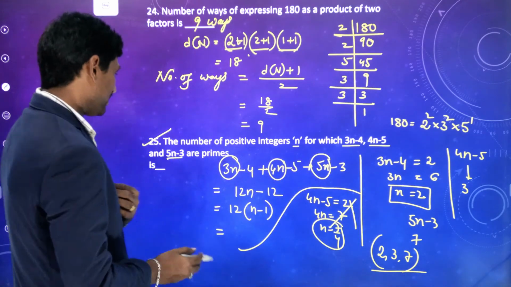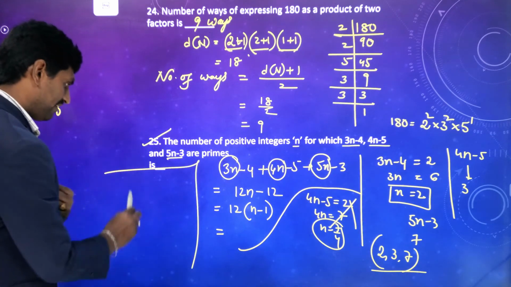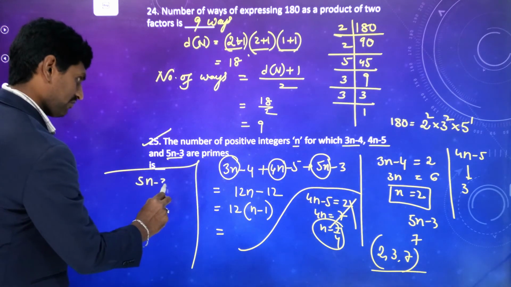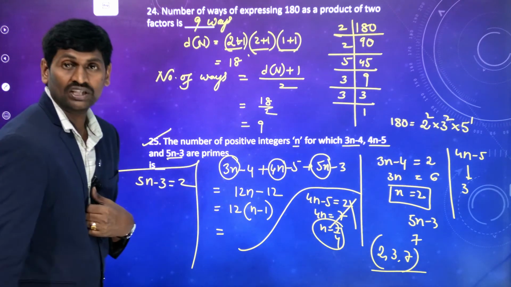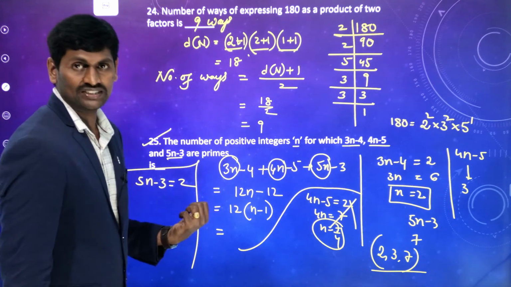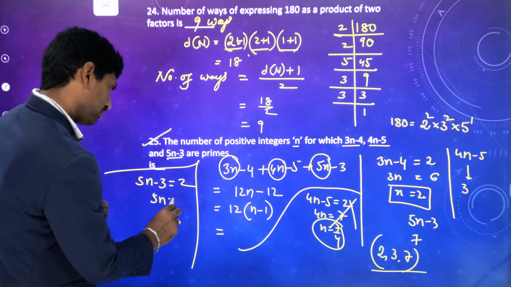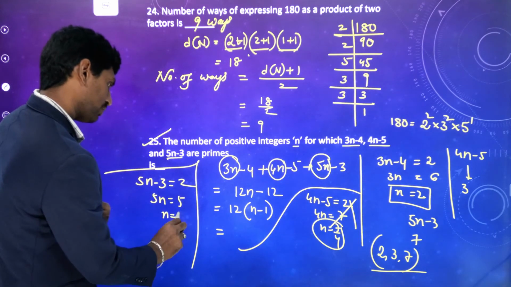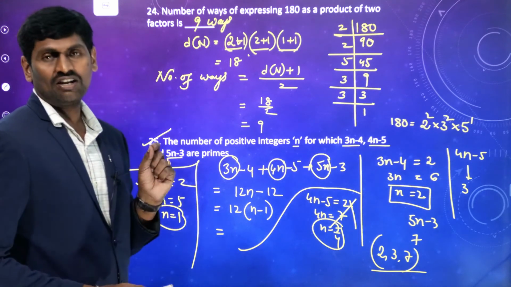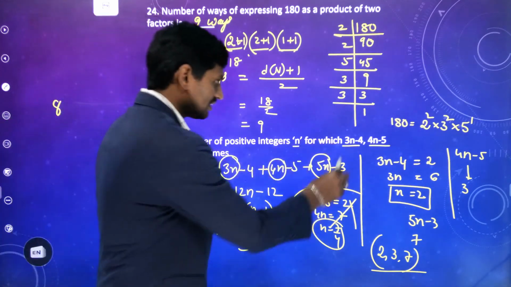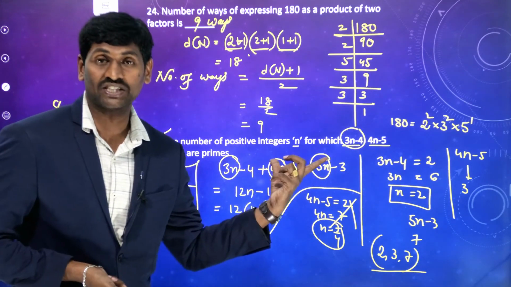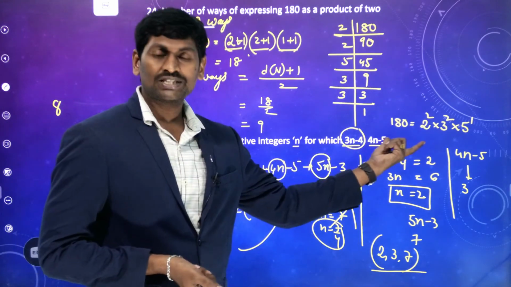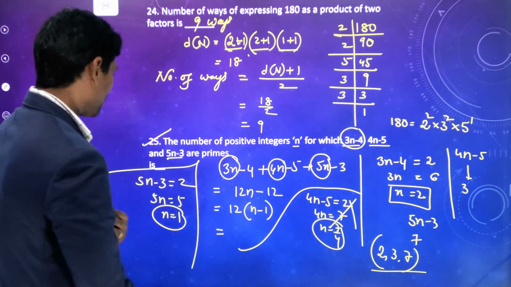Now third option is what? 5n minus 3 value is 2. Minus 3 transpose that side plus 3. 5n value is 5. N value is 1. Let us substitute here. 3 ones are 3. 3 minus 4 is minus 1. But these all must be prime numbers, no? So it is also not work out.